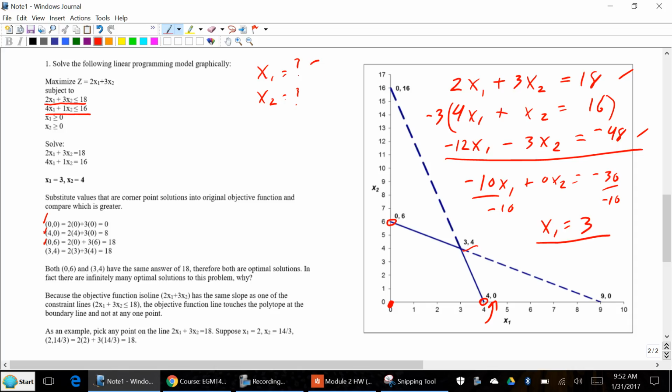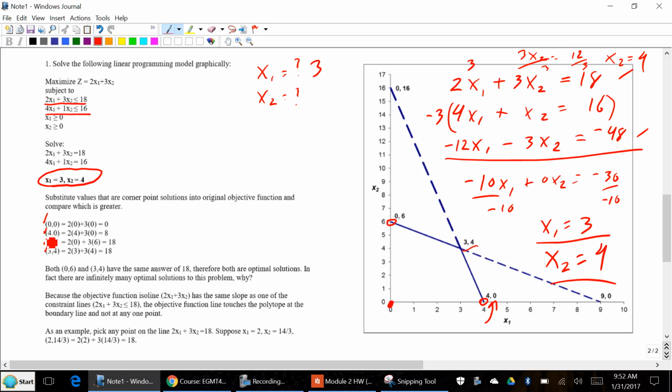That gives me this value of 3. Then, to find the value of x2, I just plug in a value of 3 in either one of these equations. So 2 times 3 is 6. 18 minus 6 is 12. 3x2 is equal to 12, divided by 3, so x2 is equal to 4. Okay, so that is where this solution comes from. It's just setting those two equations equal to one another, right?